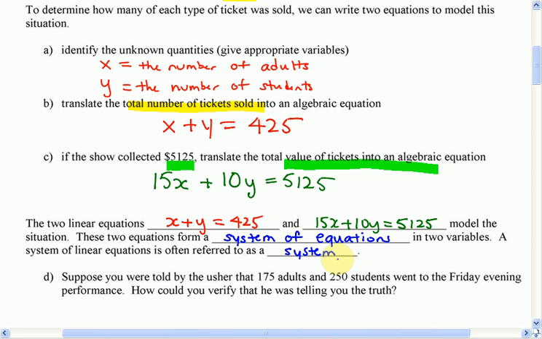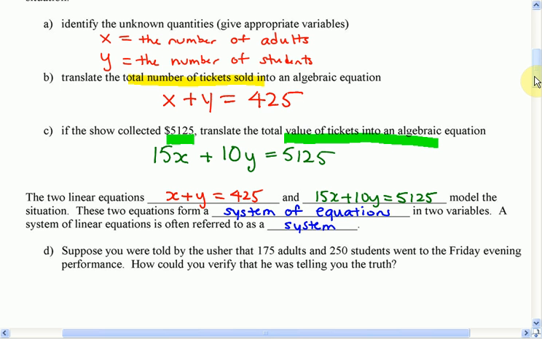So ladies and gentlemen, this whole chapter is about coming up with these equations and then being able to solve for x and solve for y. Now, suppose that you were told by the usher at the event that 175 adults showed up and 250 students also showed up to this evening performance. How could you tell if he was telling the truth? So how do I know if he's lying to me or not?